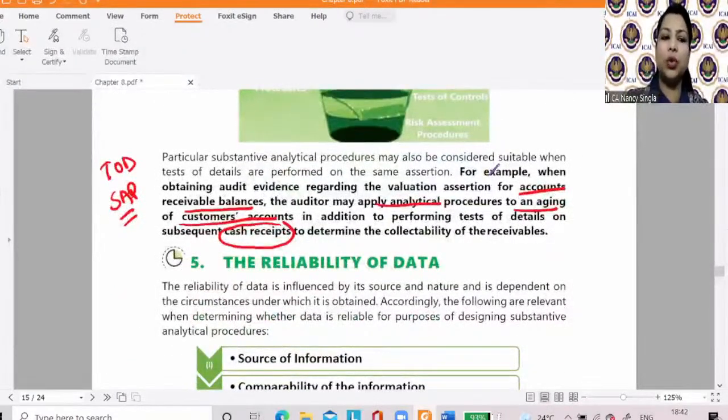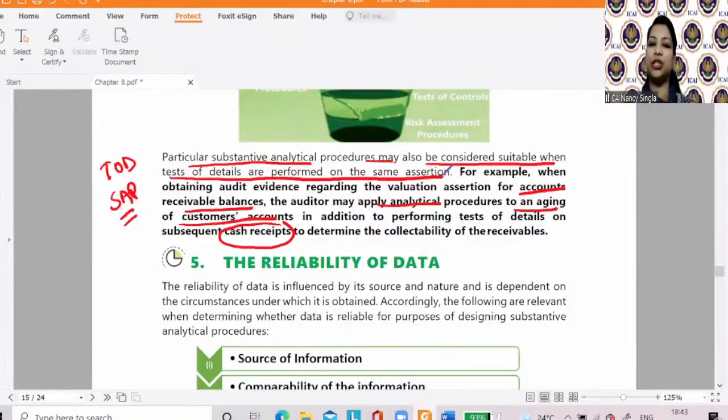And here we have understood that a particular substantive analytical procedure may also be considered suitable when test of details are performed on the same assertion. Because we have seen that under SA 330, the auditor decides whether he'll perform what? Only test of details, or only substantive analytical procedures, or a combination of both. So this example shows how an auditor can use both test of details and substantive analytical procedure. Okay? Clear? Quickly tell me, suitability of a particular analytical procedure, whether it is clear or not.